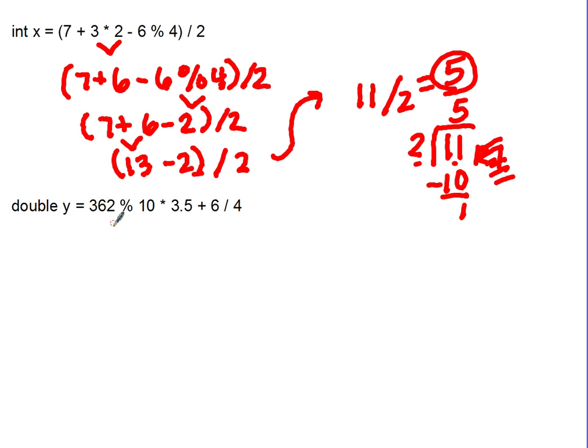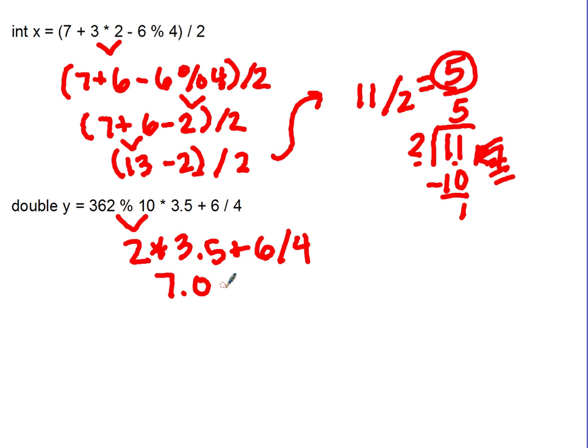Going through this one, I've got another one, no parentheses, so I don't have to worry about that. I do my mod. Well, this is going to be real easy. I know that I'm going to get back 2. Get 2 times 3.5 plus 6 divided by 4. So 2 times 3.5 gives me 7.0 plus 6 divided by 4.